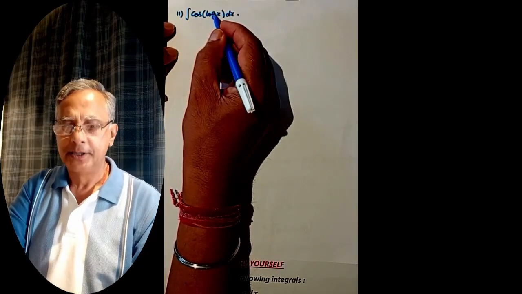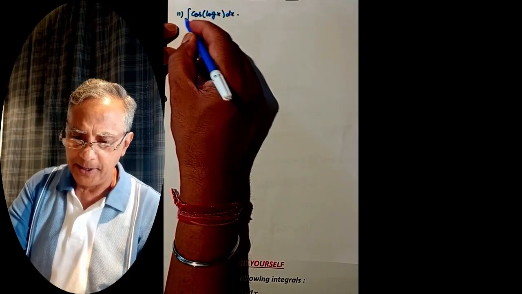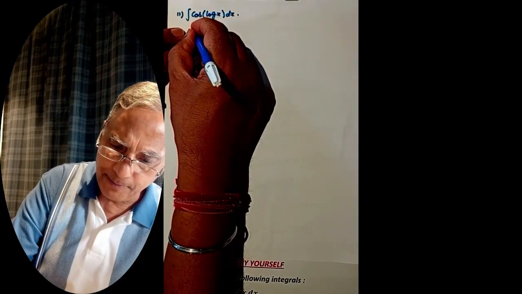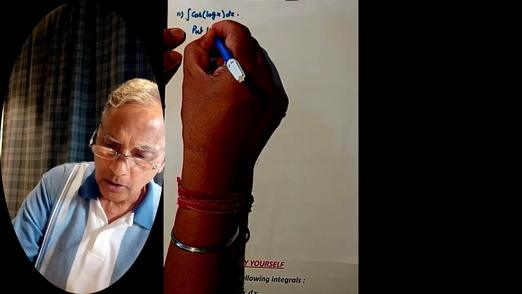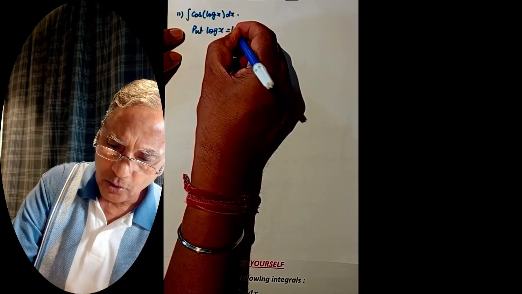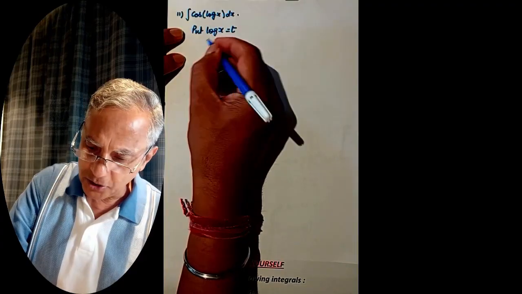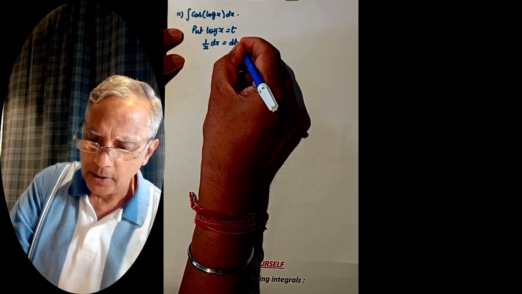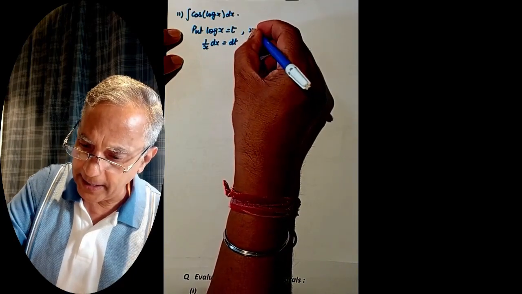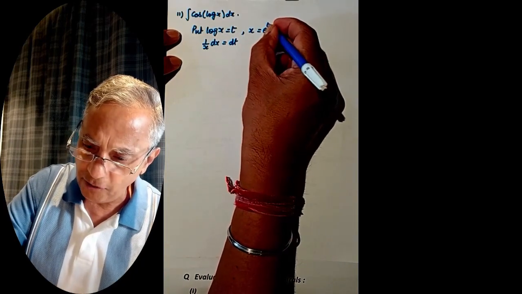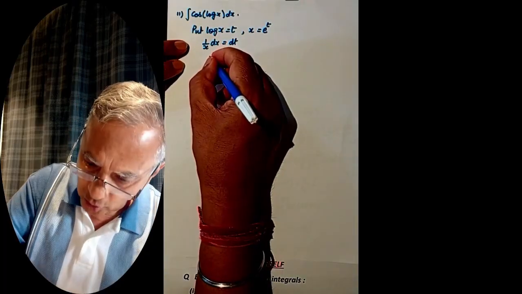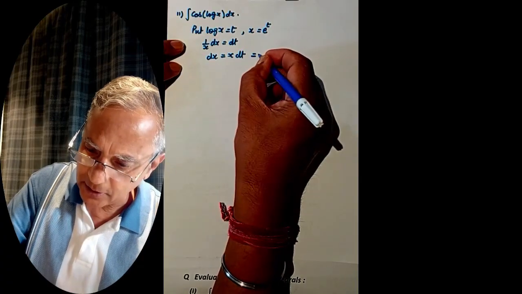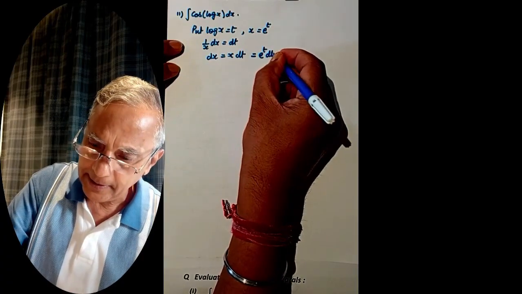Now we take up the second part. Second part is integral cos log x dx. What we do is we put log x equal to t. So differential on log x is 1 by x, dx will be equal to dt, and from here we can write x is equal to e to the power of t. So dx will be equal to x dt, this is equal to e^t dt.